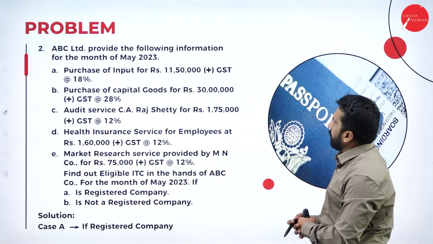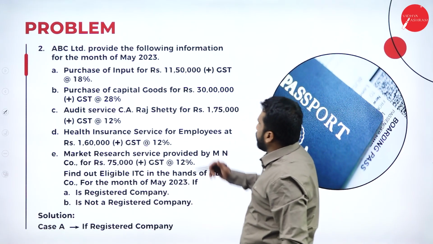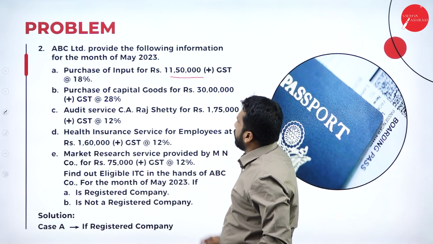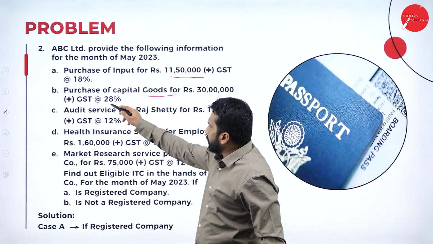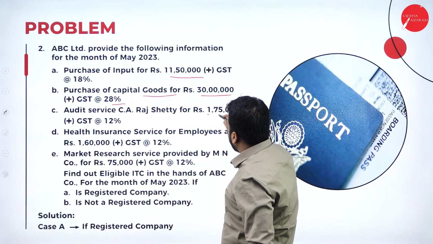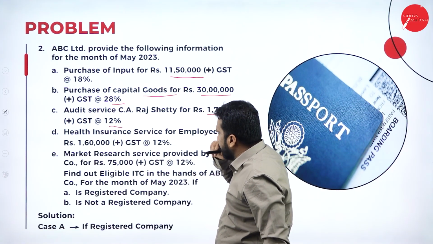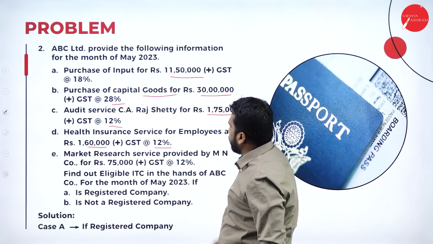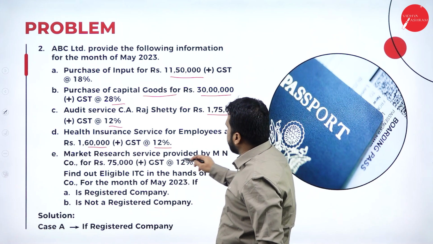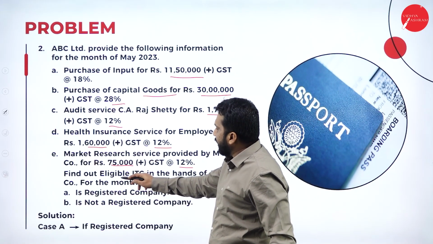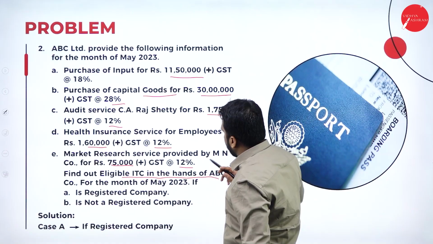ABC Limited provides the following information. Purchase of input 11,500, you have to calculate GST. Purchase of capital goods at 28%, 30 lakh. Audit service is 1,75,000 at 12%. Health insurance 1,60,000 at 12%. Market research service 75,000 at 12%. Find out eligibility in the hands of ABC.